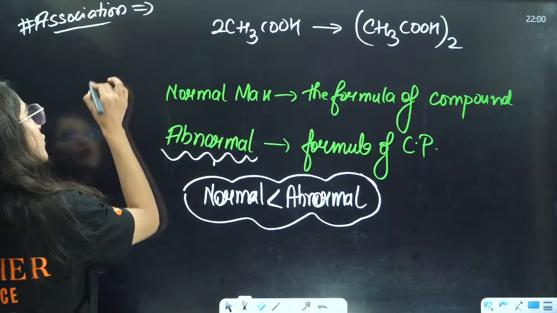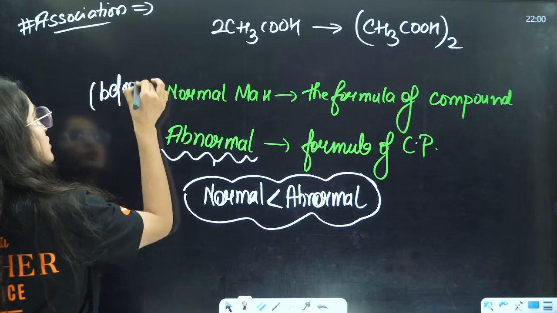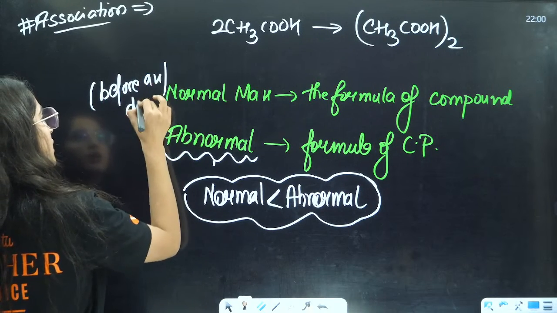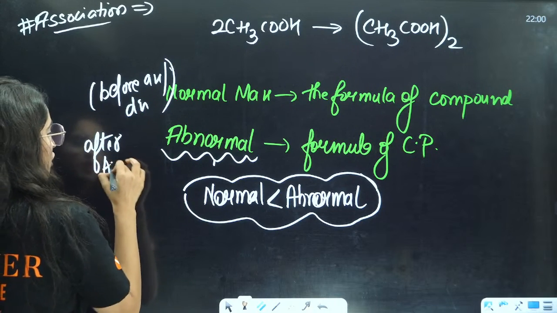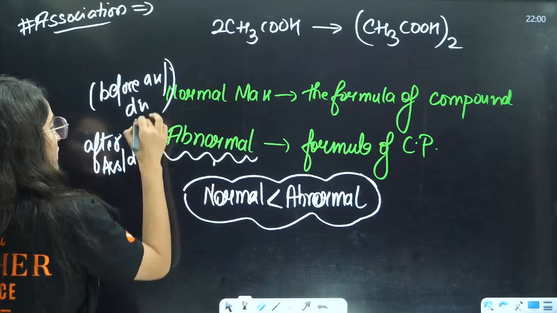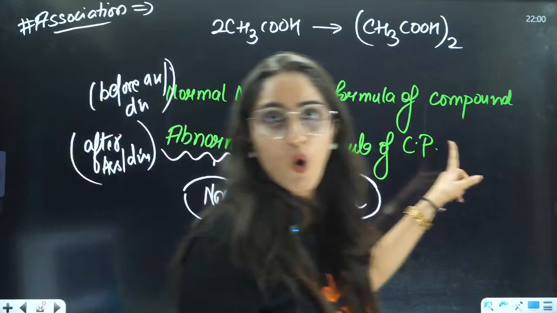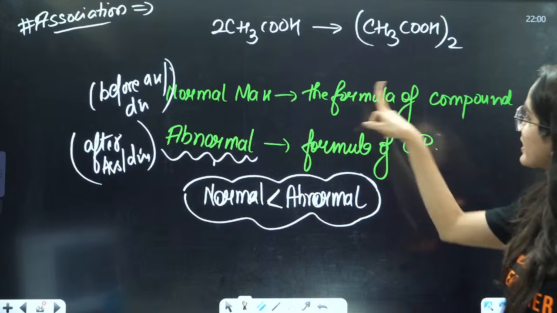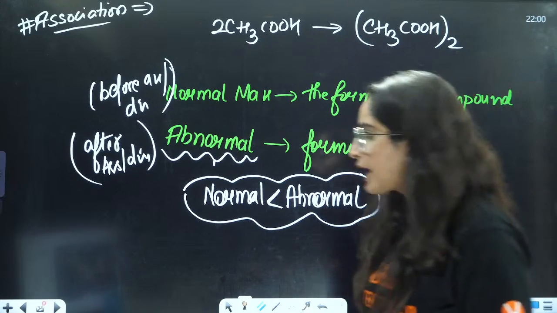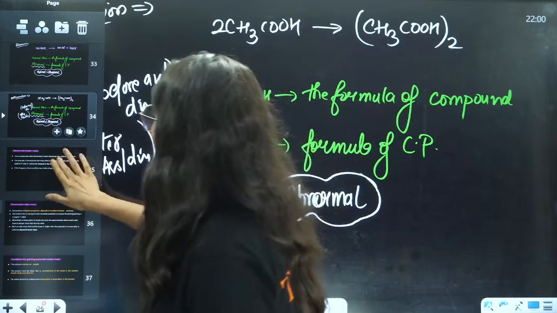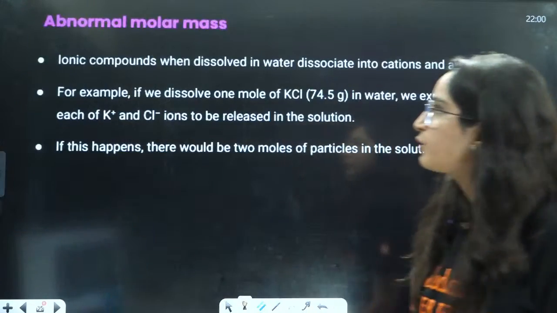So normal is before association or dissociation, and abnormal is after association or dissociation. The abnormal you will calculate from the colligative property. The normal you will calculate from the formula of the compound, right? Okay, understood this? Now, let us see the theory part.